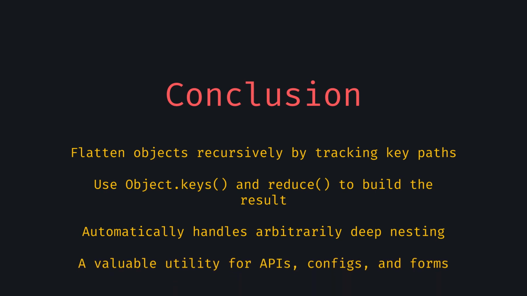And there you have it. We learned how to recursively flatten a JavaScript object while preserving a full key path. With just a few lines of code, we can transform complex nested data into something simple and manageable. This technique is powerful for a range of JavaScript applications.